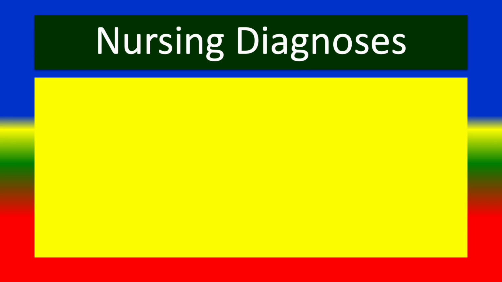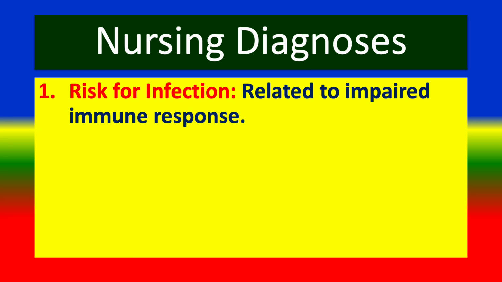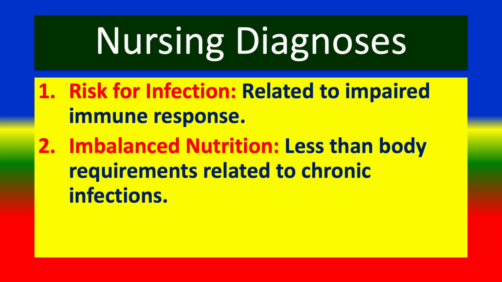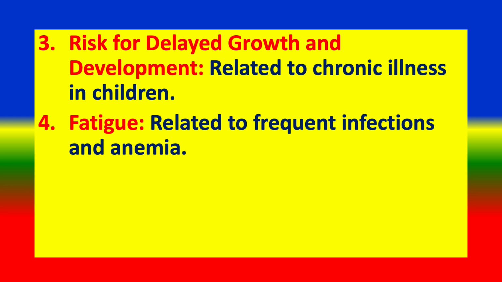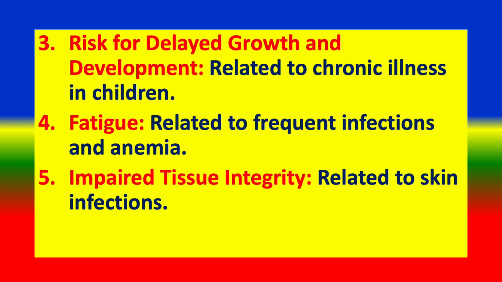Nursing diagnosis. 1. Risk for infection related to impaired immune response. 2. Imbalanced nutrition less than body requirements related to chronic infections. 3. Risk for delayed growth and development related to chronic illness in children. 4. Fatigue related to frequent infections and anemia. 5. Impaired tissue integrity related to skin infections.